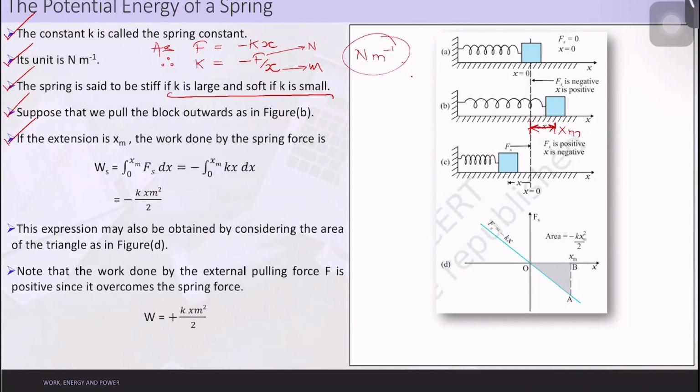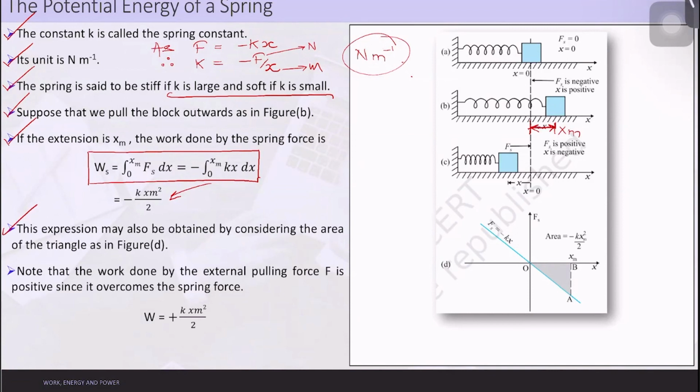So what will be the work done by the spring force? Work done is equal to the integration from 0 to xm. They just assumed xi to be equal to 0. Therefore the integral from 0 to xm of Fs dx is equal to minus the integral from 0 to xm of kx dx, which is equal to minus k xm square by 2. The m is in subscript.